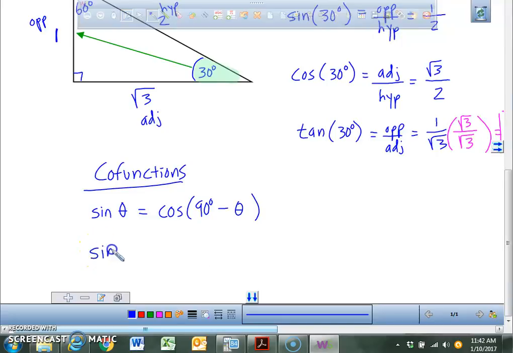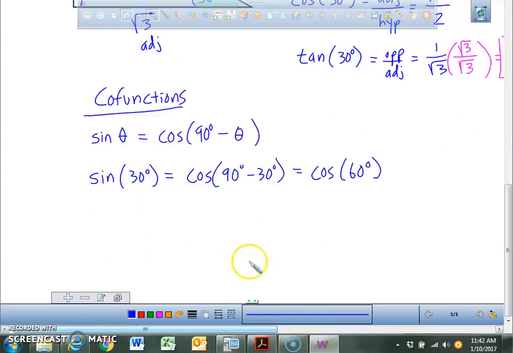If I say, what is the sine of 30 degrees, that should equal the cosine of 90 minus 30 degrees. You're right. So that should equal what? The cosine of 60 degrees. So here's what I want you guys to put into your journal as an example. The sine of 30 degrees will end up equaling the cosine of 60 degrees.